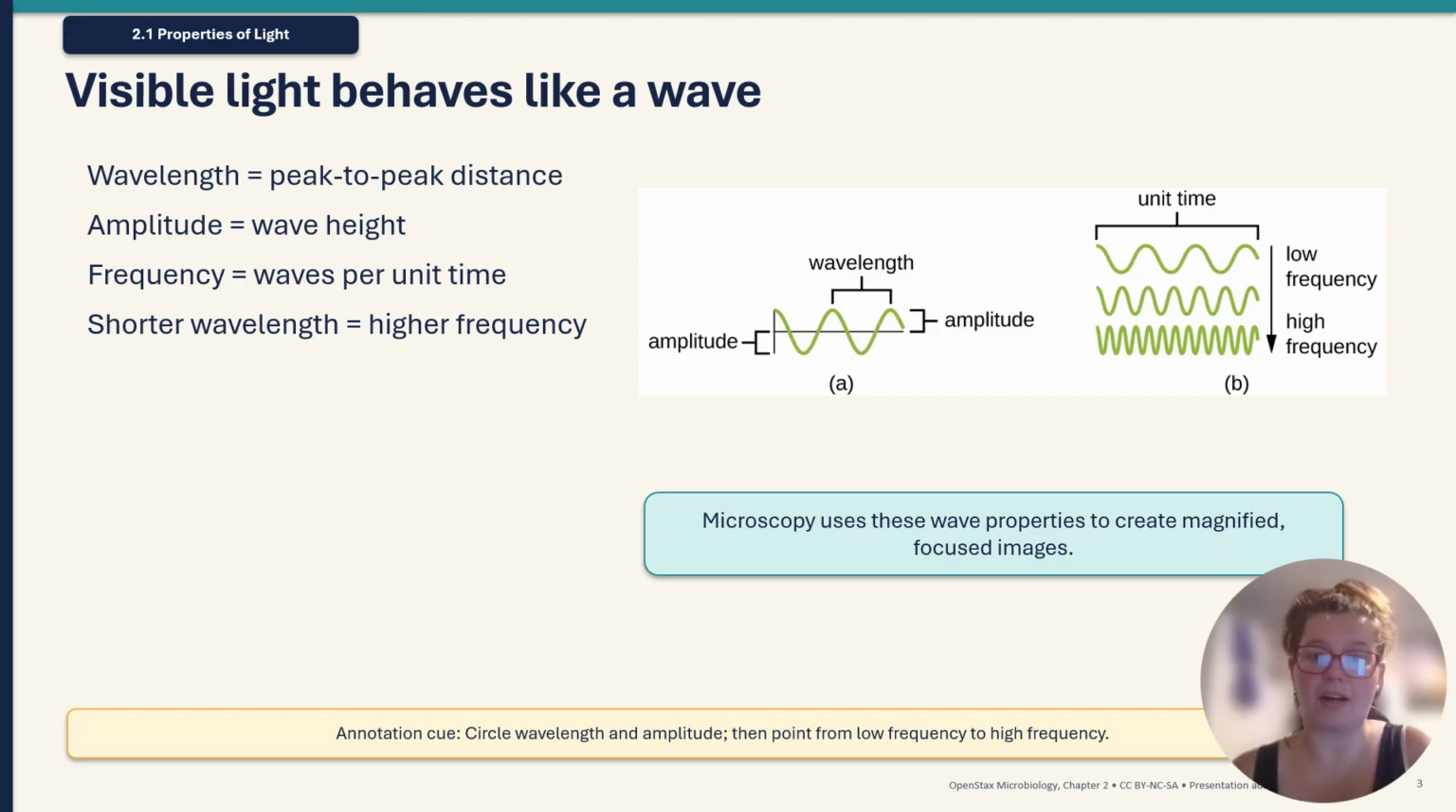So here you can see the wavelength is measured from one peak here to this peak on the waves, and the amplitude is measured from the center line from the top of the wave to the middle right here.